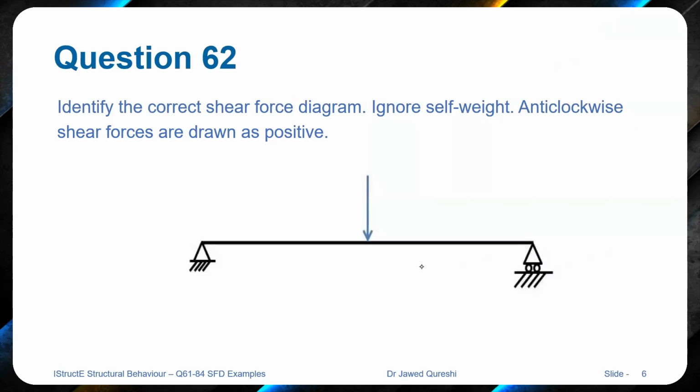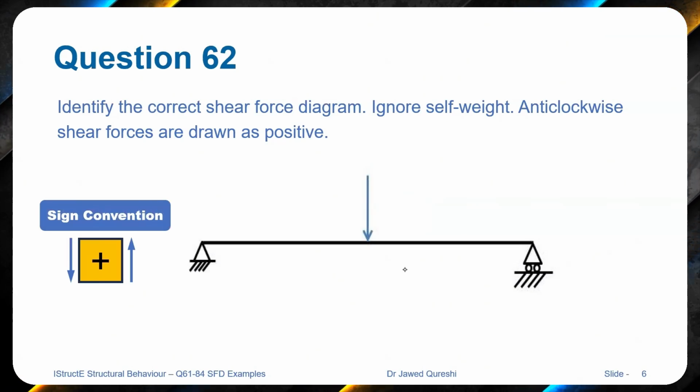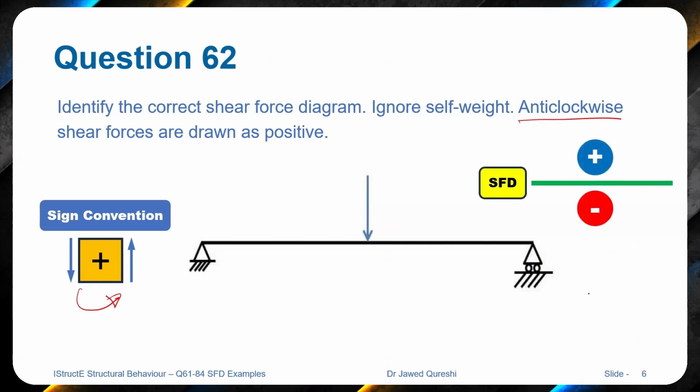Let me now move to the next question. Here we have to identify the correct shear force diagram. Ignoring self-weight, anti-clockwise forces are drawn positive, and this is how it is shown over here. This means that upward forces on the right side are positive and downward forces on the left side are positive. I would normally start the diagram from the right side when anti-clockwise forces are positive. This is generating an anti-clockwise moment, and remember that for the shear force diagram, positive forces are drawn on top of the axis, negative forces are drawn at the bottom of the axis.